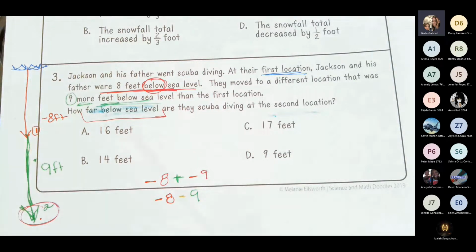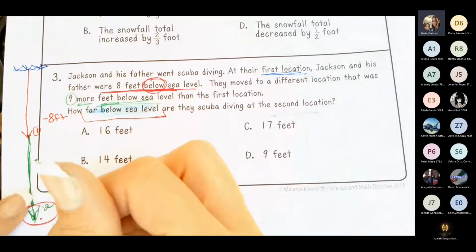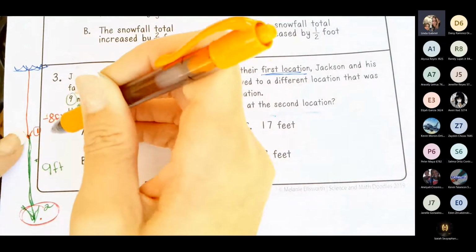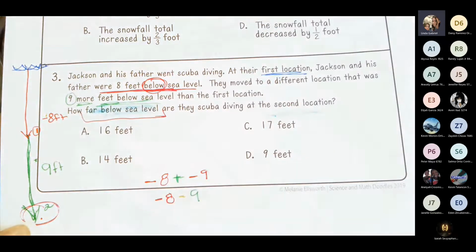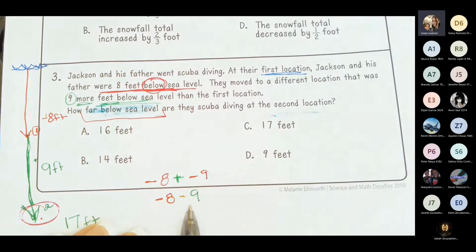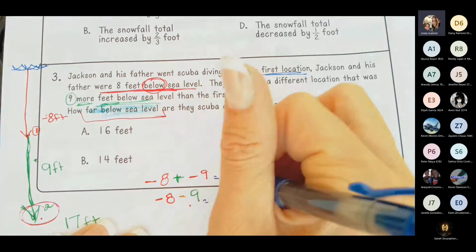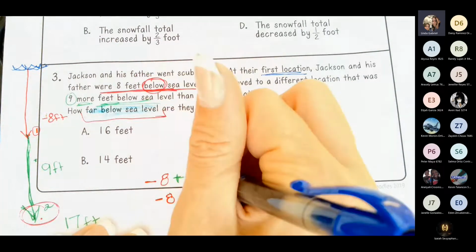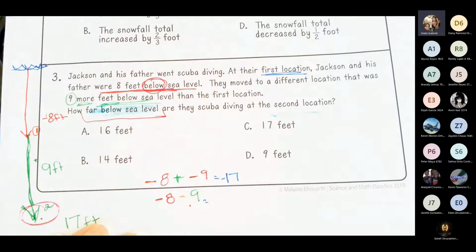Because I need to add these two absolute values together. If I have 8 feet down, I went 9 more. 8 plus 9 is going to be 17 feet, right? 17 feet. Or if I have -8 plus -9 or -8 minus 9, that's going to give me -17. So remember, if I have two negative numbers and I'm adding them together, their value increases to the left, so that means I'm going to take these and add the values themselves. 8 plus 9 equals 17, but I'm going to keep my sign negative. Or negative 8 minus 9.